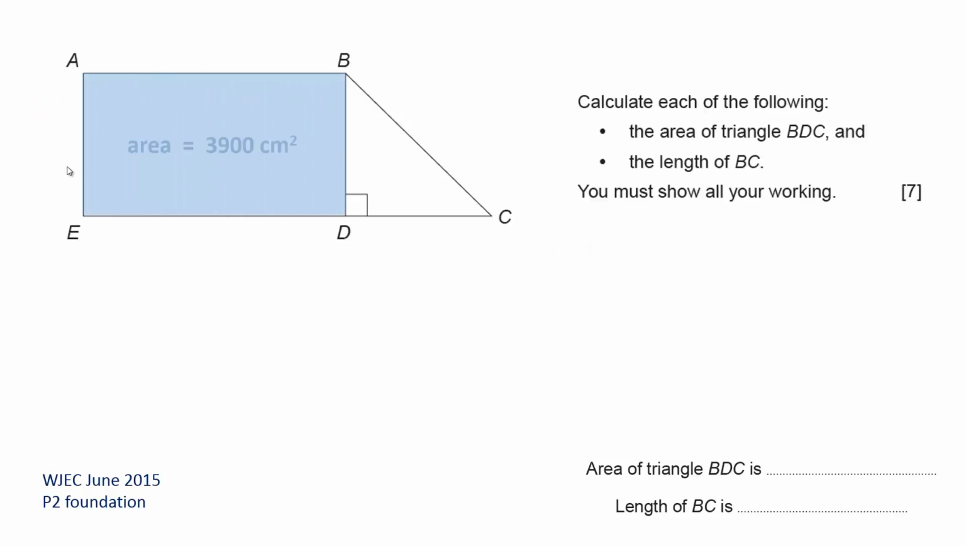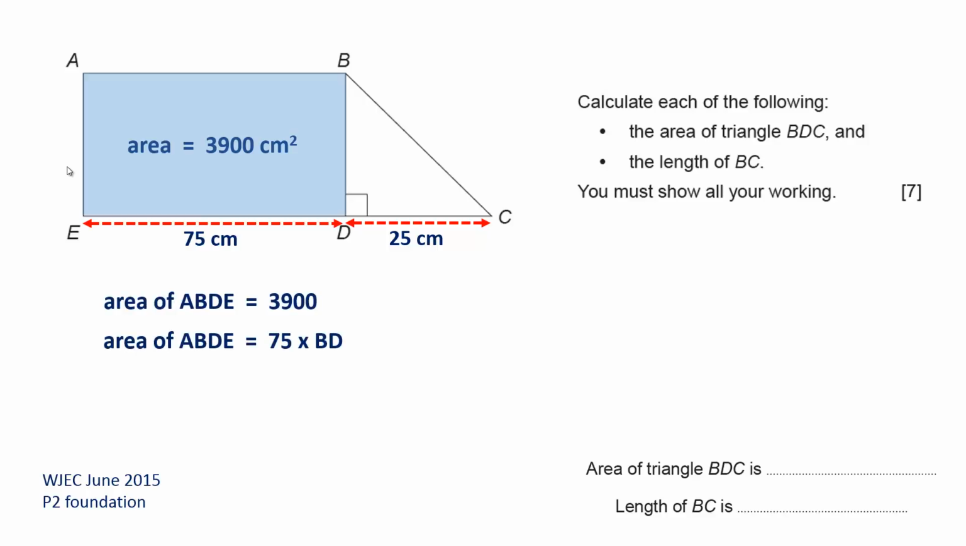So what they're telling us is that the area of that rectangle is 3,900 centimeters squared, and that length ED is 75. So actually, we can use that to find out the other side of the rectangle. Okay, so we know the area is 3,900, and the area is 75 times BD. So 75 times BD must be 3,900, which means BD is 3,900 divided by 75, which is 52 centimeters. So now we can say that one is 52 centimeters. And that's the end of us using the rectangle. We're now concentrating on the triangle.